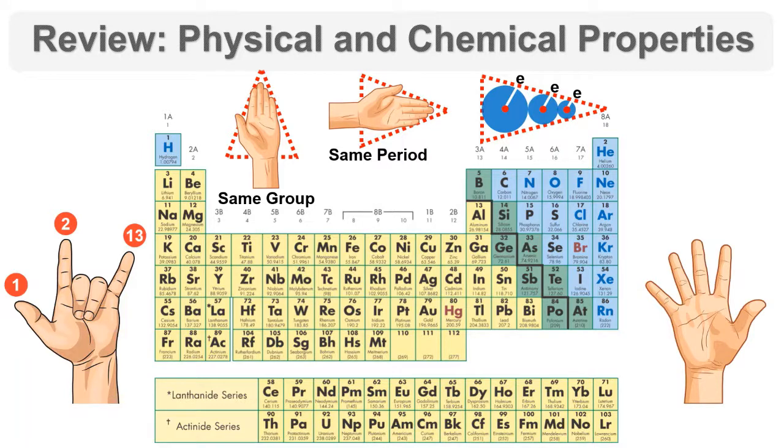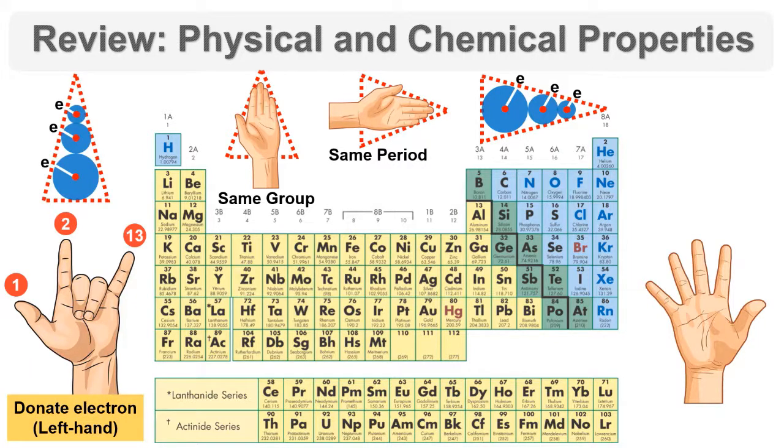Elements from the groups on your left hand will donate electrons. And as atomic size increases when going down the groups, atoms donate electrons more easily. Therefore, reactivity increases.